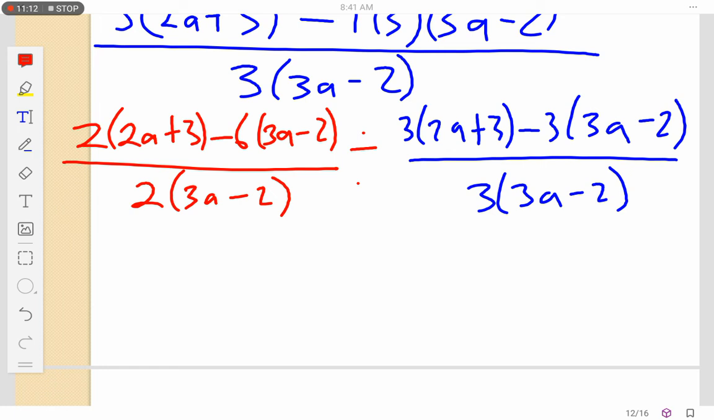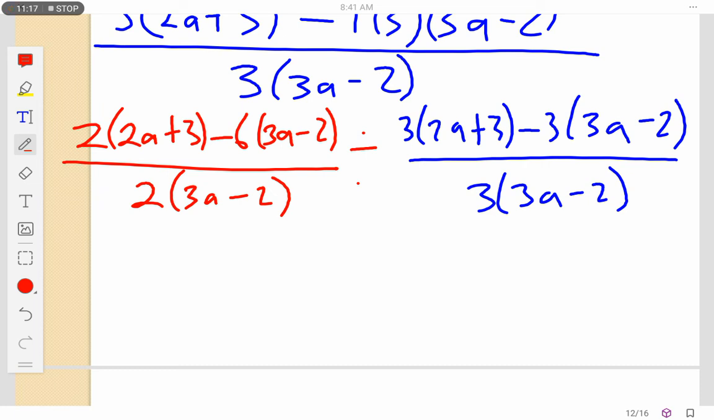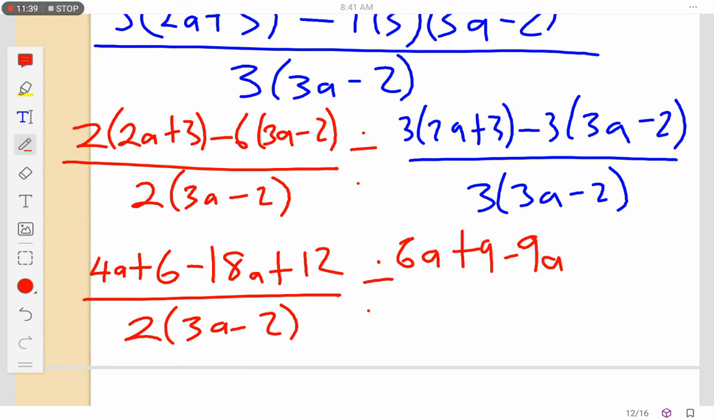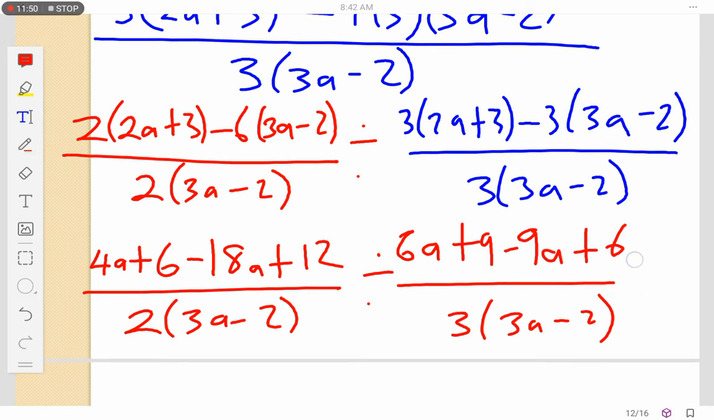Let's remove the brackets now. Removing the brackets, for the first one I'll have 4a plus 6 minus 18a plus 12, all over 2 by 3a minus 2, divided by 6a plus 9 minus 9a plus 6, all over 3a minus 2. Okay, like that. Okay, now we have something like this. Let's add like terms together.